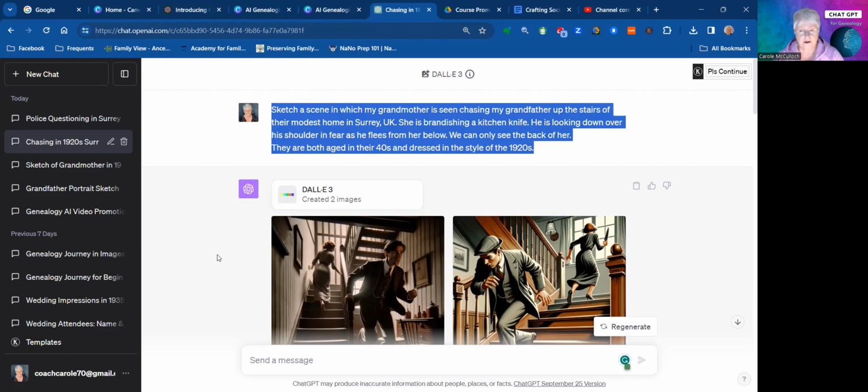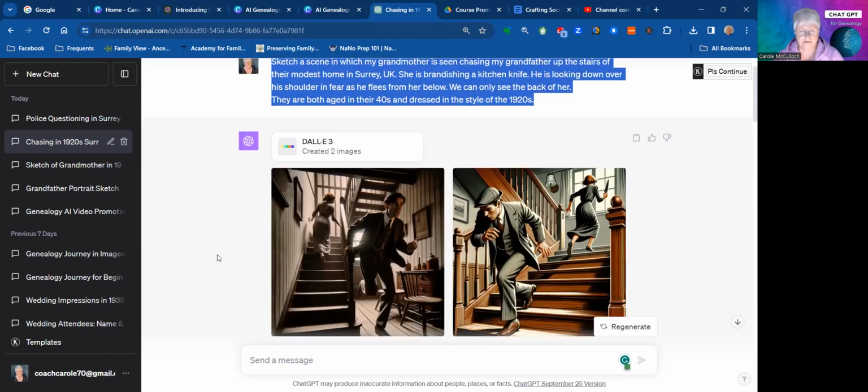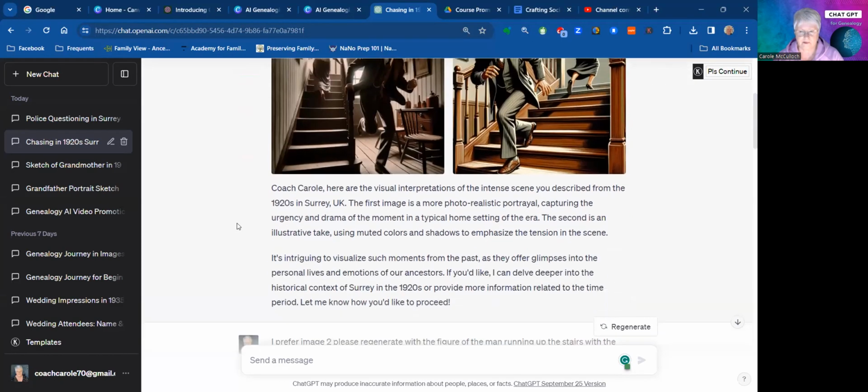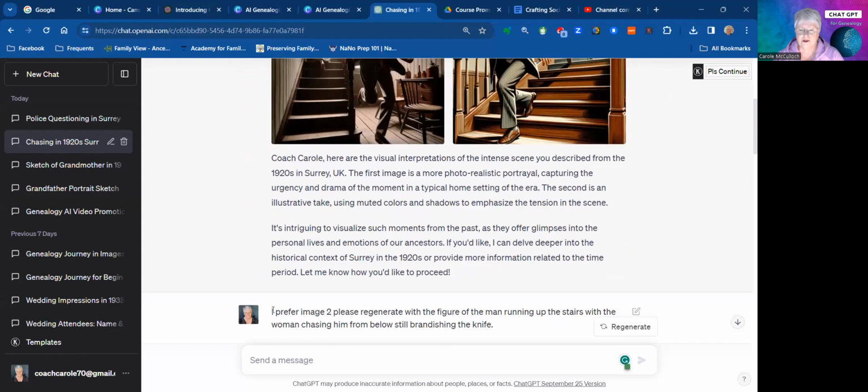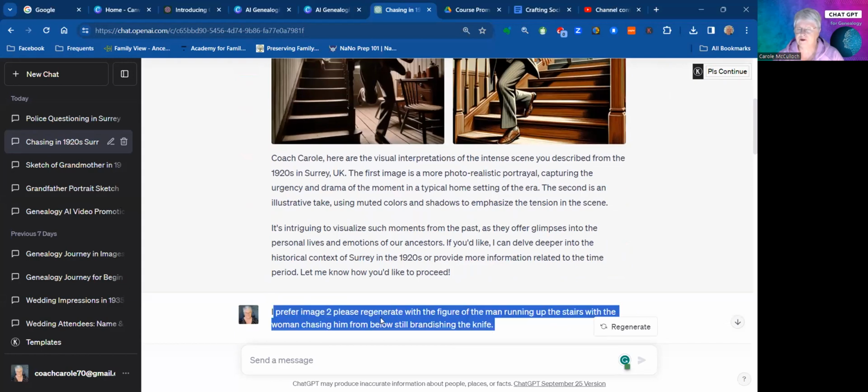It didn't quite get the image that I wanted here. The juxtaposition of the characters in these two first images were completely wrong. They were back to front. The colouring in this one I certainly preferred, and it had the imagery and mystery that I was after. So my next prompt was to say that I prefer image 2, but please regenerate with the figure of the man running up the stairs with the woman chasing him from below, still brandishing the knife.